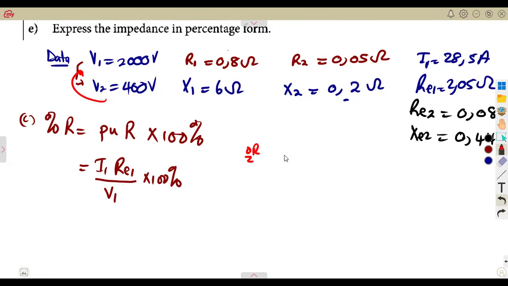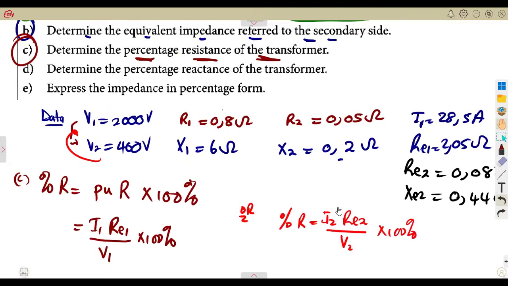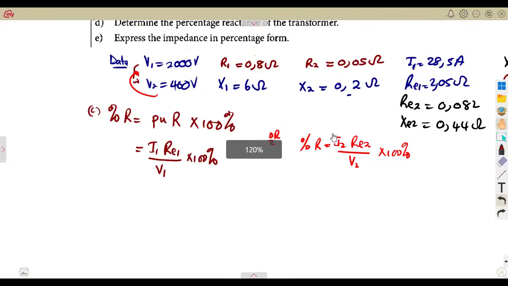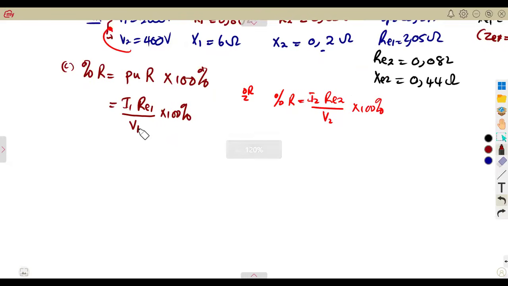So we can also use that as the percentage resistance from per unit resistance. It is going to be taken as I2 on the secondary side. Then you have the equivalent resistance of the secondary over V2 times 100%. Still, you must have the same thing. This is what you're supposed to have, even on any calculator. I'm just going to use one, but let me use both for the sake of our understanding, so that we can see it's one and the same thing. So for our percentage resistance, as we consider the primary side, we're going to use I1.